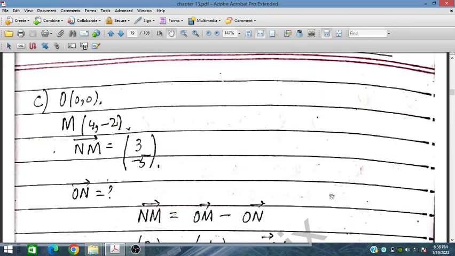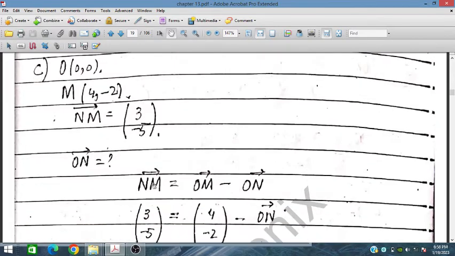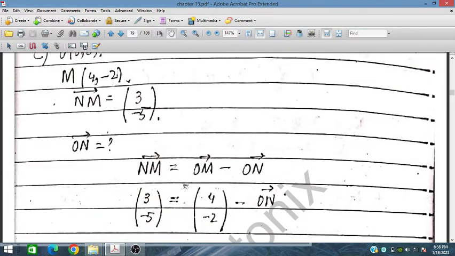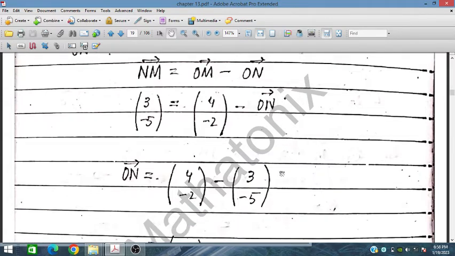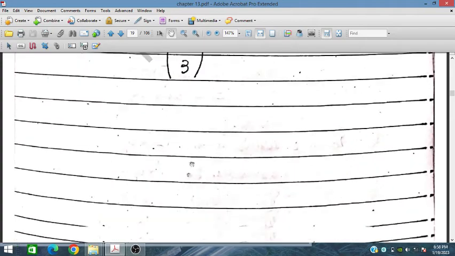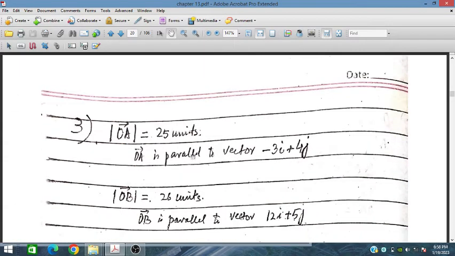Similarly for this last one, O is the origin, M is 4, minus 2, NM is 3, minus 5, and we have to find ON. So NM is OM minus ON, and we have to find ON, and ON is obtained as 1, 3. Now question number 3.